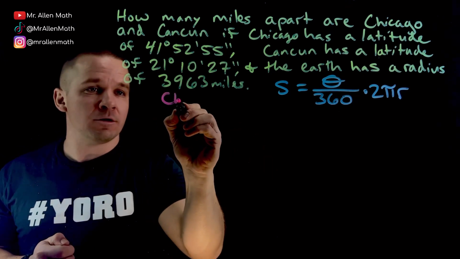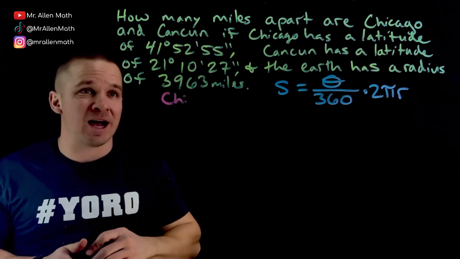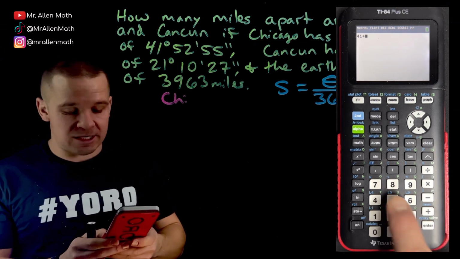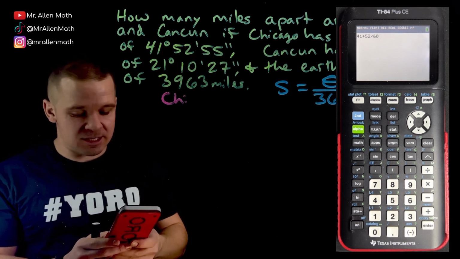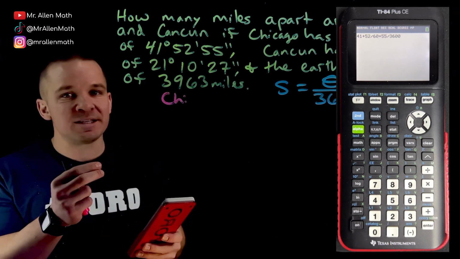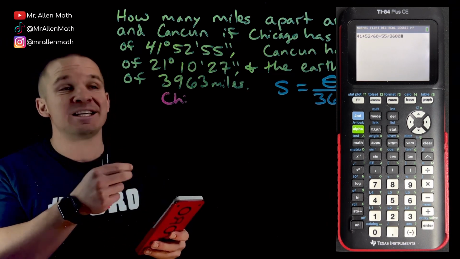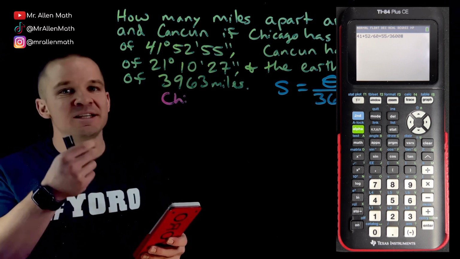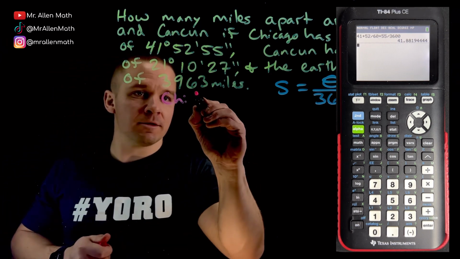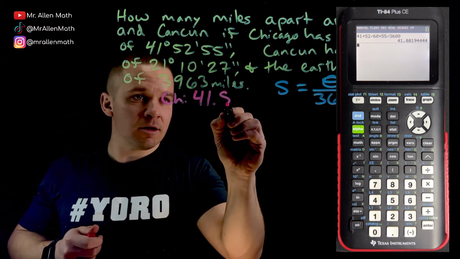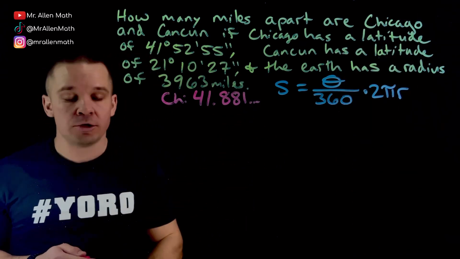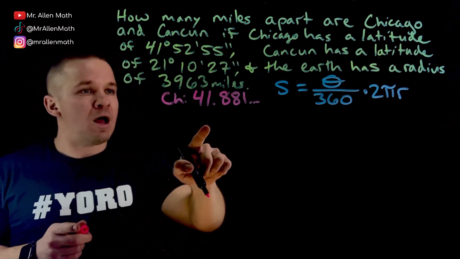So Chicago is going to be, we're going to plug that into our calculator. You can do this all in one swoop. We're going to have 41 plus 52 over 60 plus 55 over 3,600. There's 60 minutes in 1 degree, and then 60 seconds in 1 minute, but there's 60 of those. 60 times 60 is 3,600. Hit enter. We get 41.8819, so 2 if you rounded, but yo-ro, you only round once. So I'm going to leave it as is.